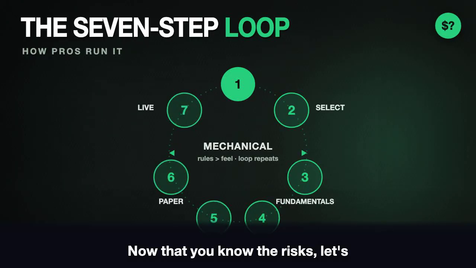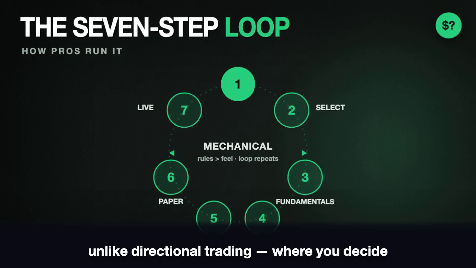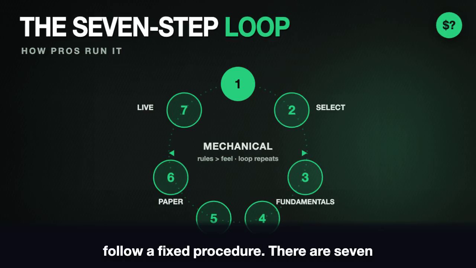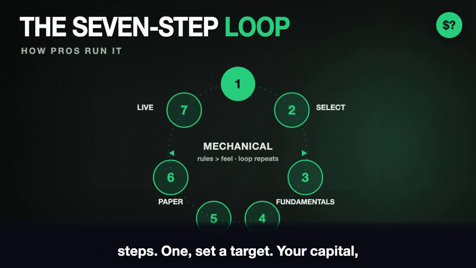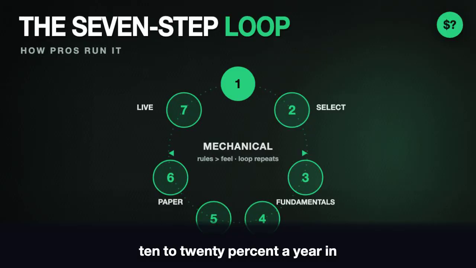Now that you know the risks, let's look at the process that manages them. Pairs trading is a mechanical strategy, so unlike directional trading, where you decide by feel every time, you can follow a fixed procedure. There are 7 steps. 1. Set a target. Your capital, your target return, the risk you'll accept. For reference, the original author aims for 10 to 20% a year in practice.